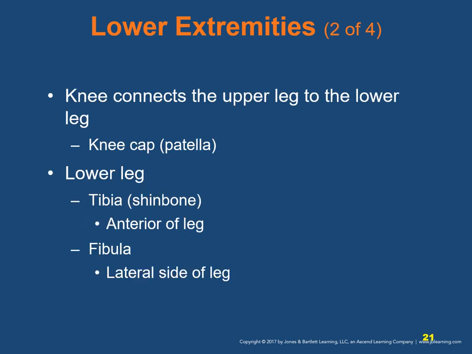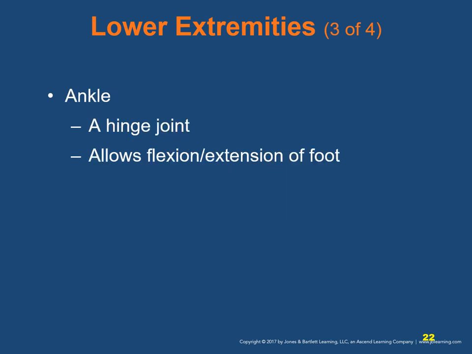The knee connects the upper leg to the lower leg, and it is a hinge joint with a specialized bone called the patella or kneecap. The lower leg consists of the tibia, which is the shin bone, which lies on the anterior of the leg, and the fibula, which lies on the lateral side of the leg. The ankle is a hinge joint, and it allows flexion and extension of the foot.